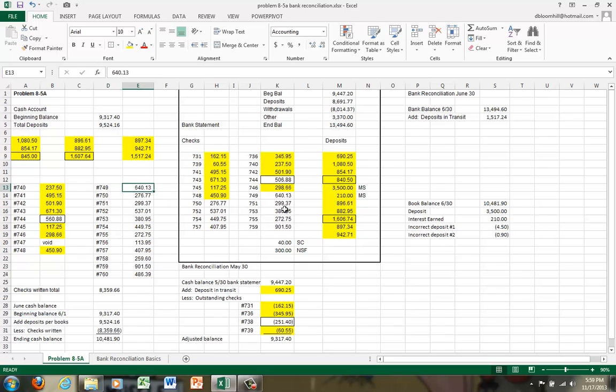749, 640.13, 640.13, we can tick those off. 750, 276.77, matches with 750, 276.77. 751, 299.37, that matches as well, so we can tick those off. 752, 537.01, matches, so we can tick those off. 380.95, 753 matches, so we can tick those off.